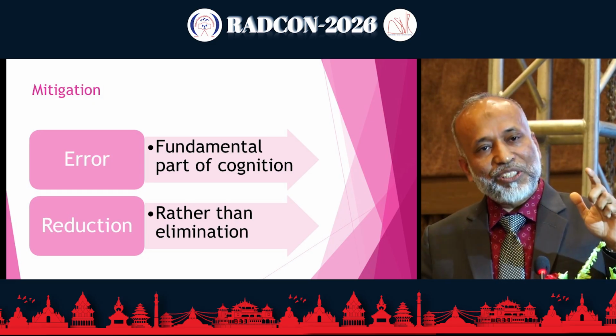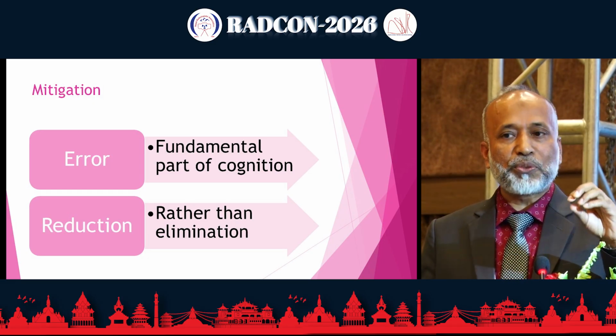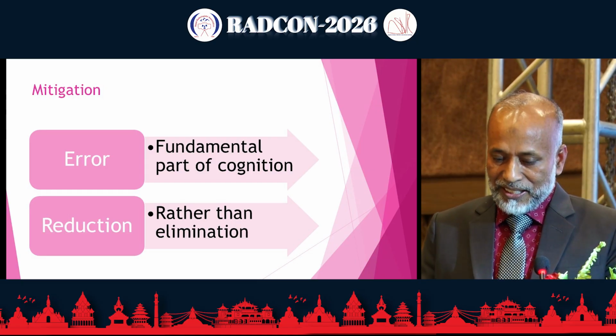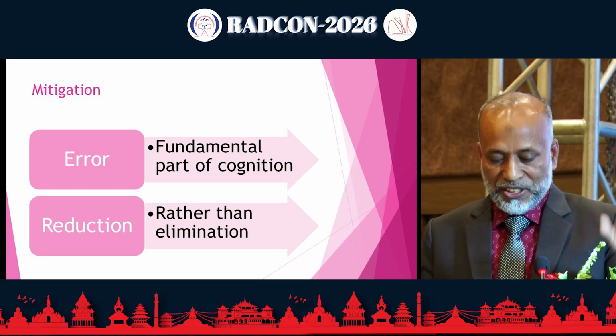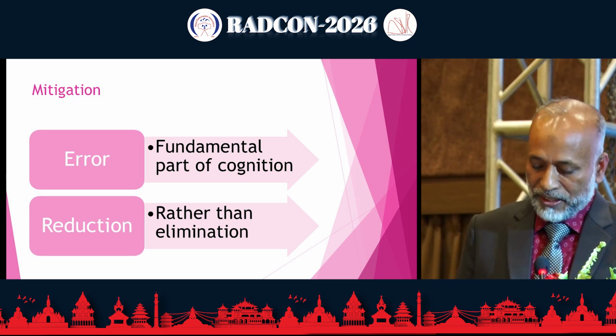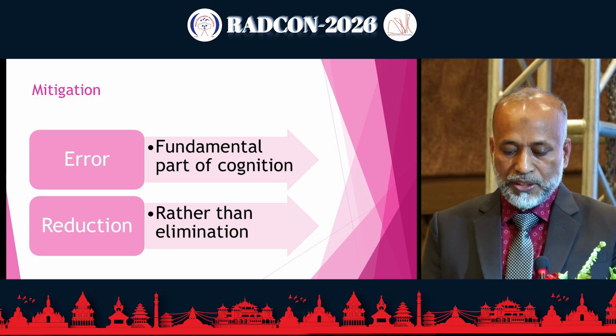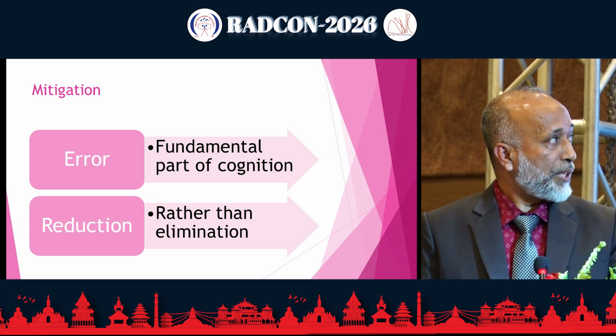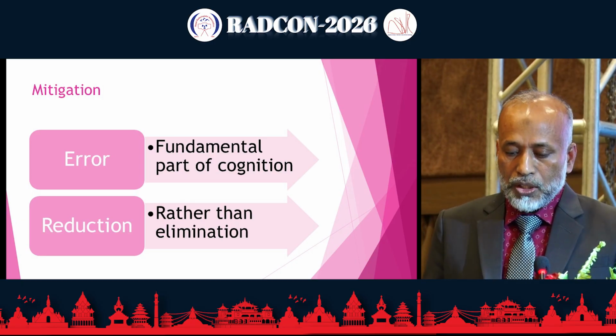Humans are fallible. So to err is human, and error is not done by the angels. We are not angels, we are human. So our target is not elimination, rather reduction. So how to reduce error?